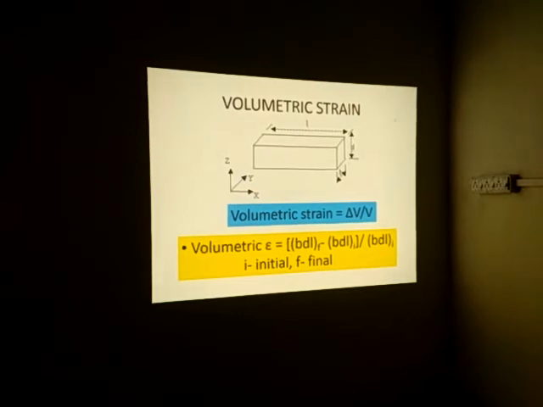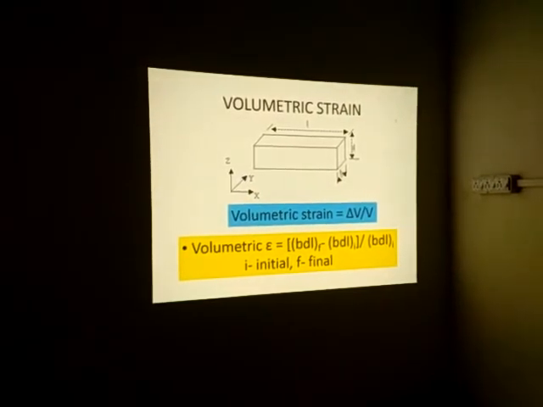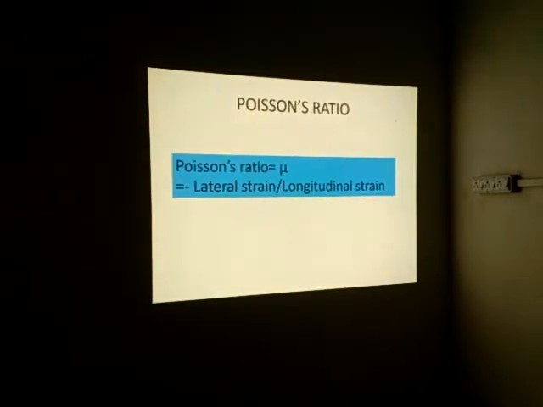The next type of strain is volumetric strain, that is a totally volume parameter, the change in volume because of any application of force. So the ratio of change in volume delta V by initial volume capital V is the volumetric strain. How to calculate the delta V? The initial volume is B d L i and the final volume is B d L f. So this difference gives the change in volume, divided by initial volume, that is B d L i. I means initial volume parameter and f is for final volume parameter. So this way we can find out the volumetric strain.